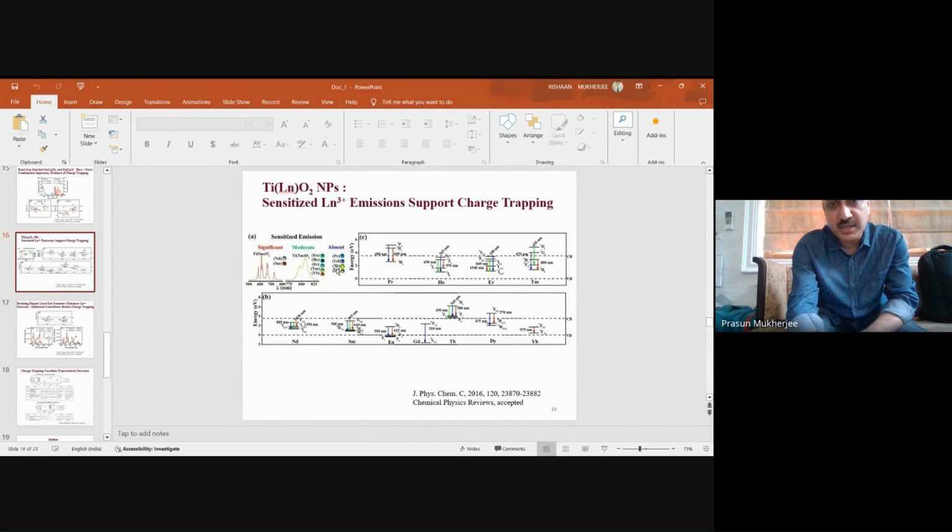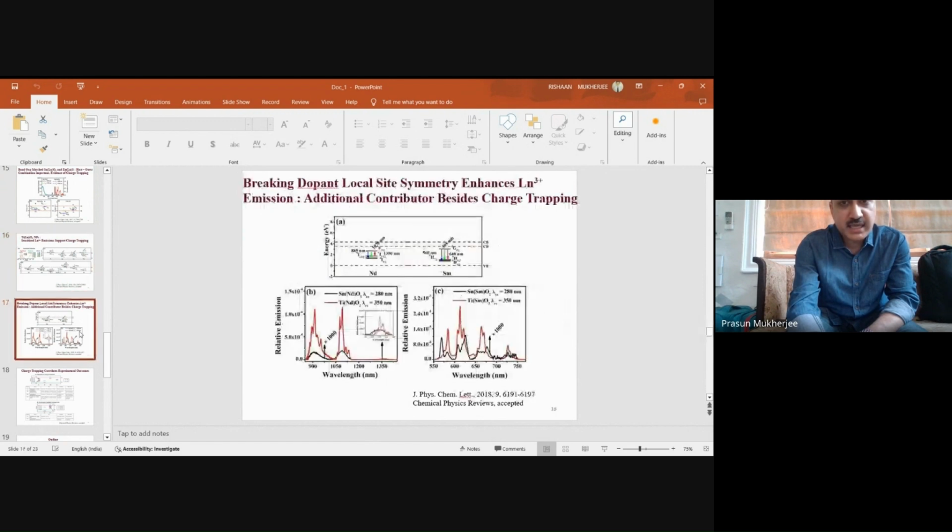So for example, here terbium is in the absent column. Okay. And Nd and Sm are where the most significant sensitized emission was realized. And later on, we took another oxide, which is SnO2, and SnO2 has a larger band gap compared to TiO2.